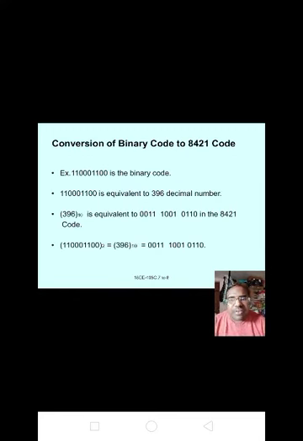Here one example for binary code to 8421 code is given. Please make a note of it. Okay, convert that binary code to 8421 code. We get the value 396. That is 0011, 1001 and 0110.